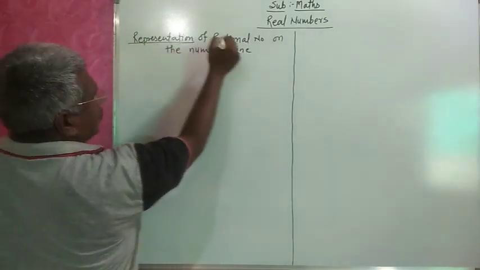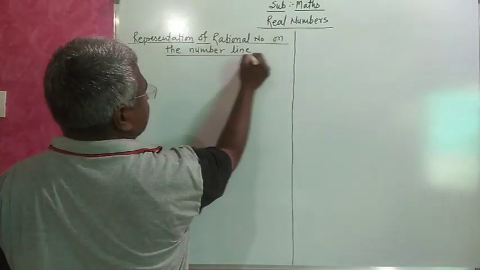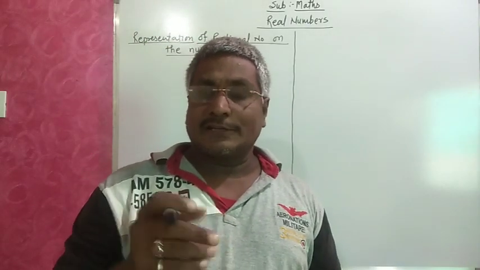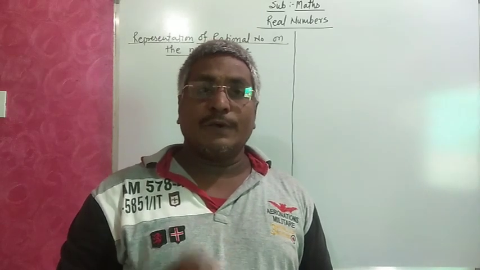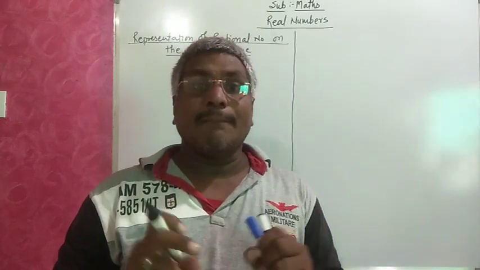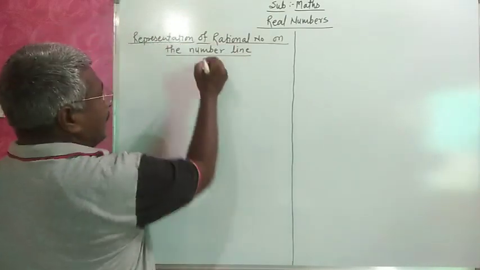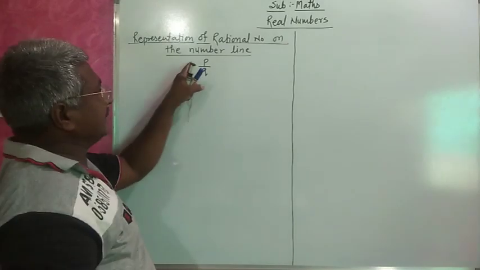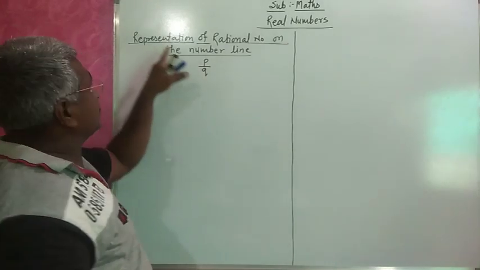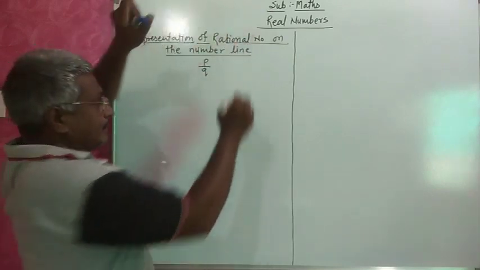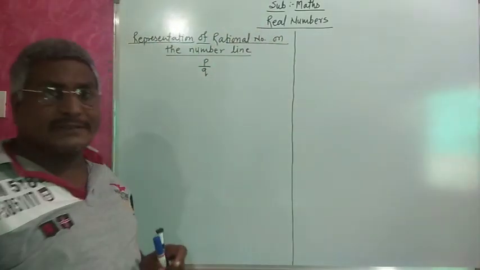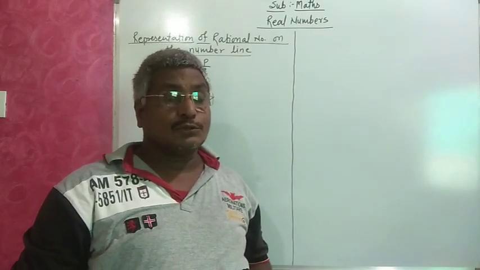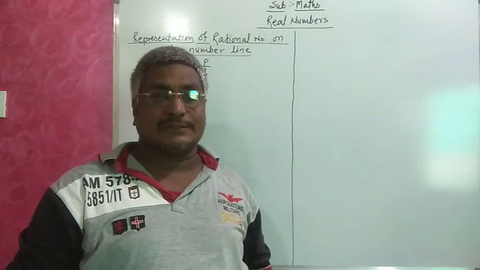Before that, we will discuss rational numbers. What is the meaning of rational number? A rational number means a number which is represented in p by q form. Which form? p by q form. The numbers represented in p by q form, we call rational numbers. So how to represent a rational number on the number line? That we studied in the lower class, so that is representation of a fraction.